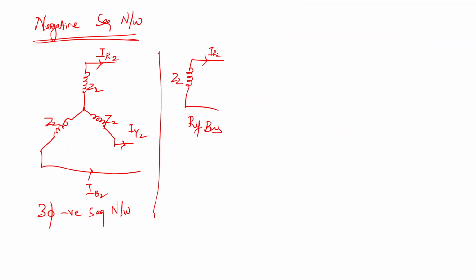For negative sequence also, there is no ER, so VR2 is equal to 0 minus, because there is no E2, since I removed the EMF here, so I will get only IR2 into Z2 as the value for this voltage. This is the single phase negative sequence network for R phase. So for R phase, negative sequence is done.